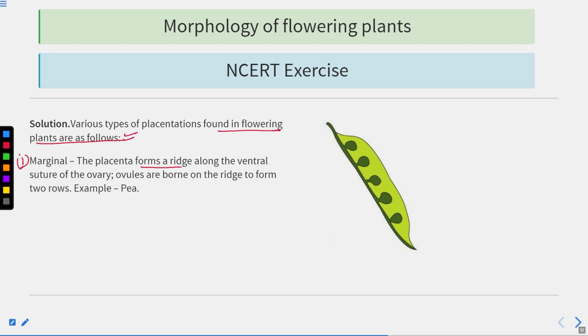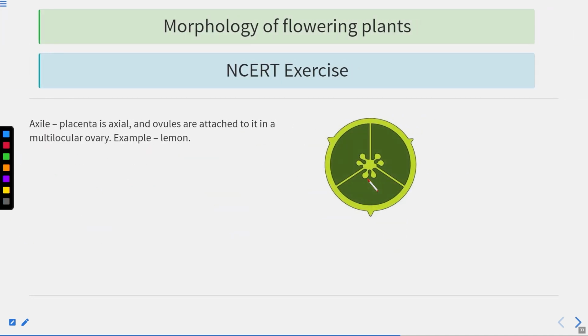The placenta forms the ridge along the ventral suture of the ovary. Ovules are borne on the ridge in two rows. So here this is the margin of the ovary through which these ovules are attached. Actually, before fertilization, the seeds are in the form of ovules. So these ovules are attached to the margin. That is why it is called marginal placentation.